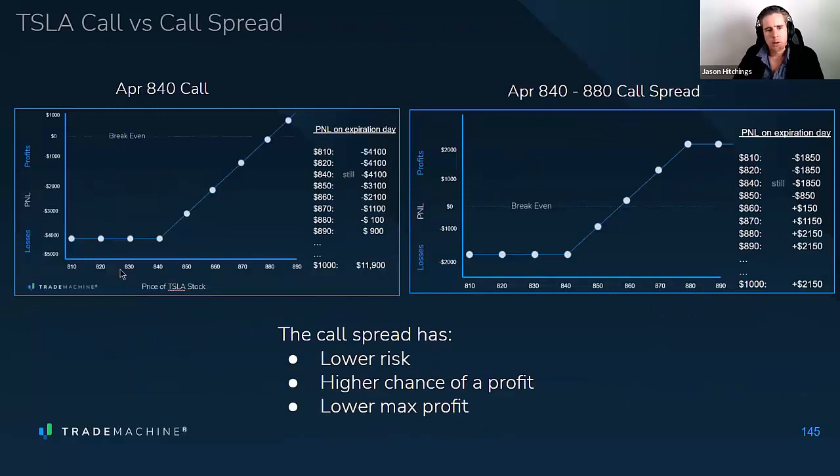The call spread has a lower risk than the naked call, but it also has a higher chance of profit. So lower risk and higher profit. And the trade-off is this doesn't go out to the stars. This stops at $40 of movement. This stops at 880. So any upside beyond there, you're giving away, but you're reducing your risk and you're increasing the chance of making something.